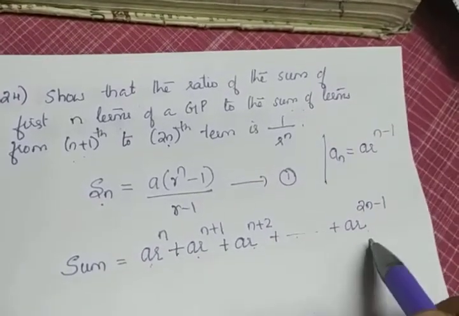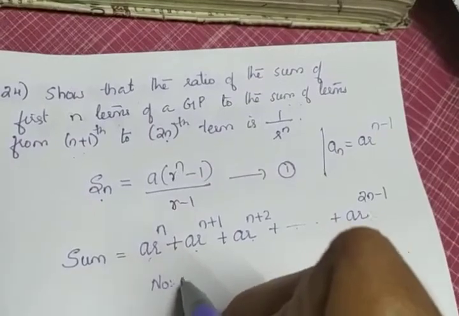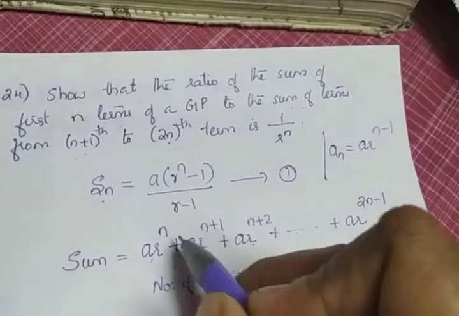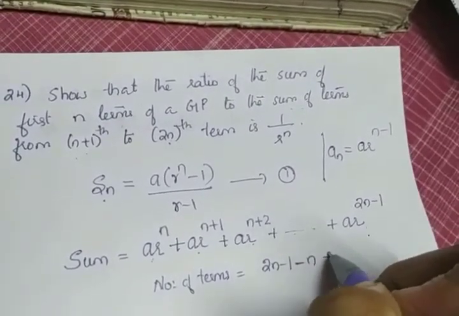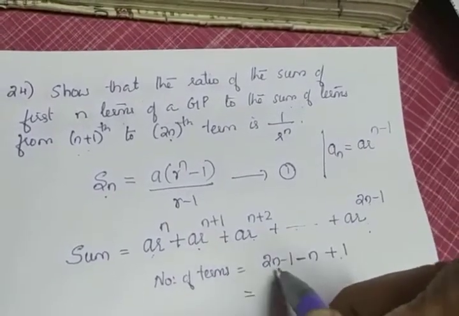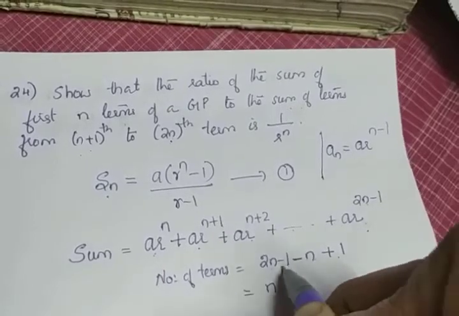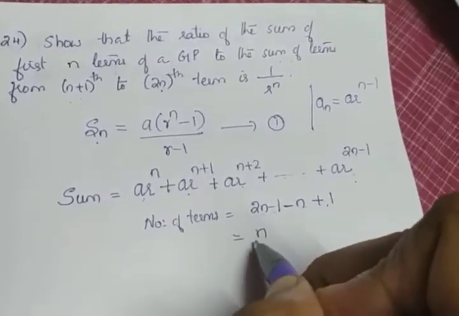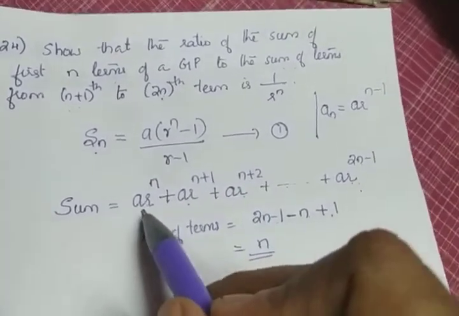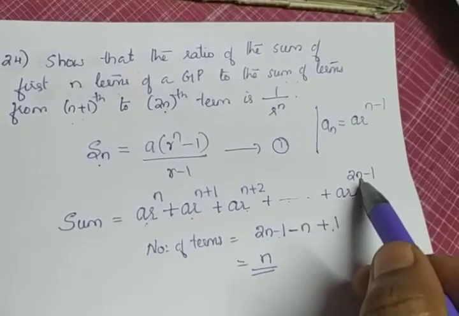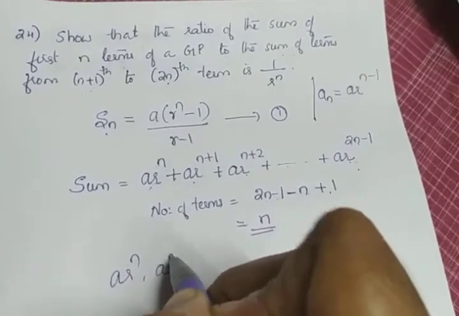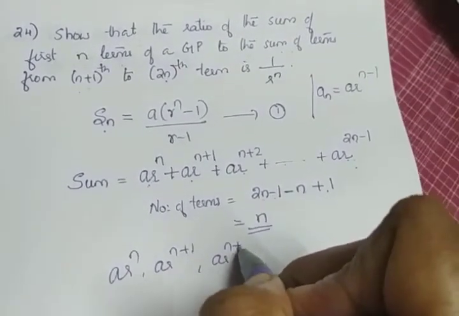To find the number of terms, the number of terms will be equal to the last power, 2n minus 1, minus the first power n, plus 1. The difference between these two powers, and add 1. So 2n minus n gives you the value n, minus 1 plus 1 gives you 0. So the number of terms in this sum is n. So there are n terms starting from a r raised to n and ending with a r raised to 2n minus 1.